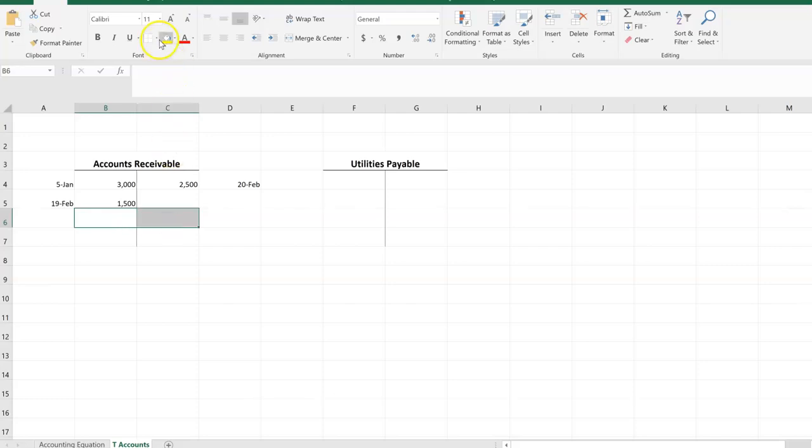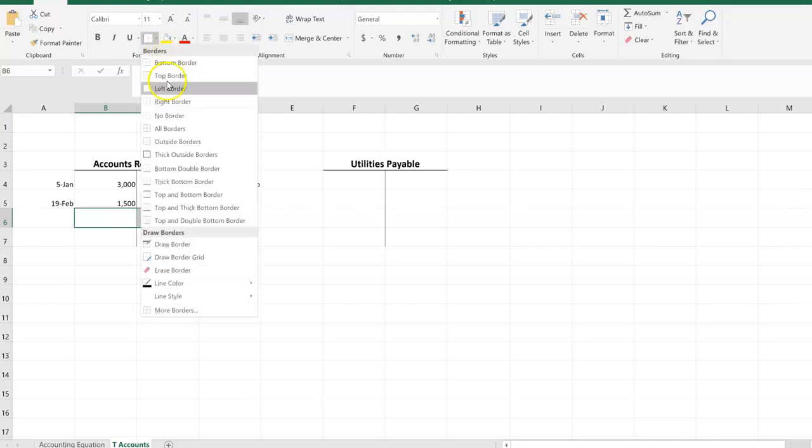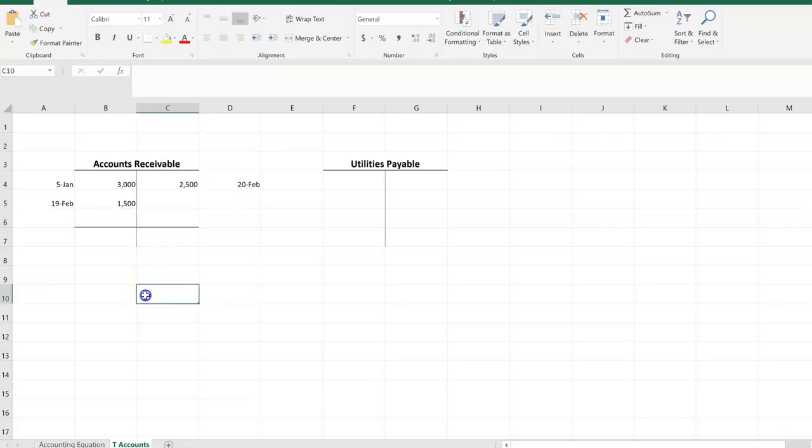What is the balance in the accounts receivable account? Well, the sum of our debits is $4,500. The sum of our credits is $2,500. The debits exceed the credits by $2,000. So my balance is $2,000. Okay, that's how you do it.